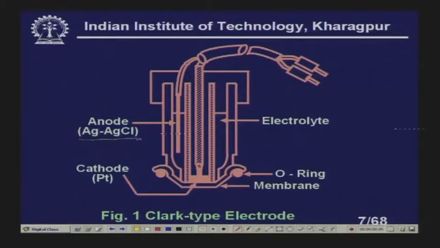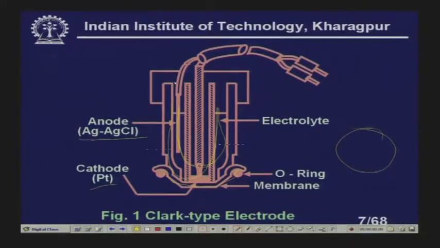We have an anode, Ag/AgCl, and a cathode made of platinum. Then you have a membrane, usually made of Teflon. There is an O-ring, like this one, which is to be put on tightly so that the membrane will be held in position. And we have electrolyte throughout the medium. You see the electrolytes are here, right.